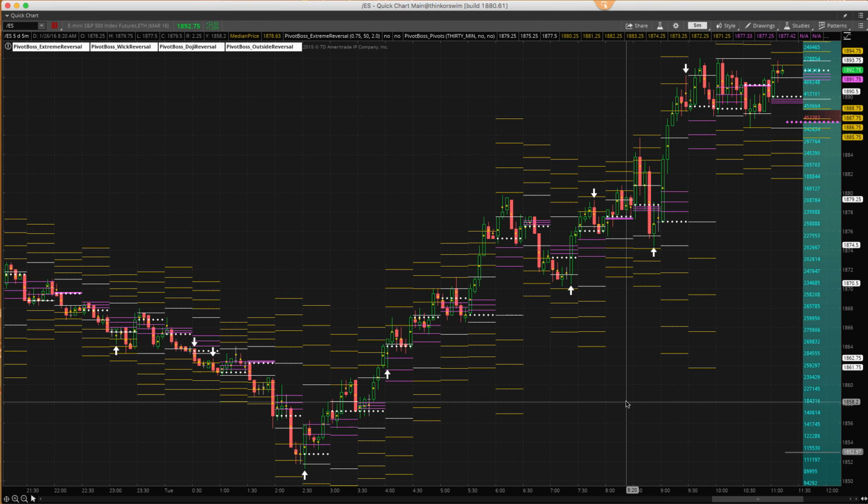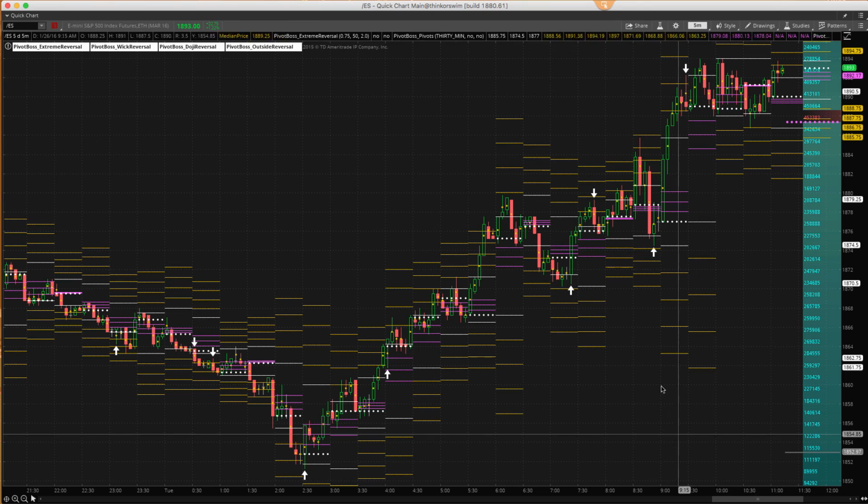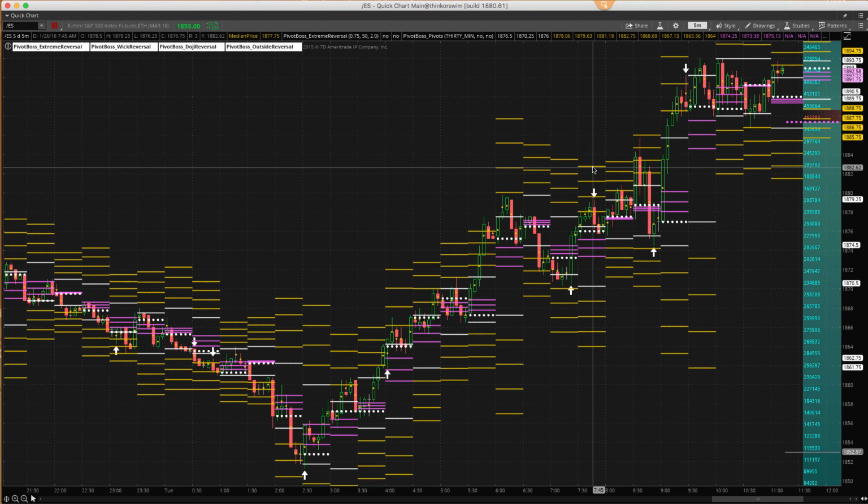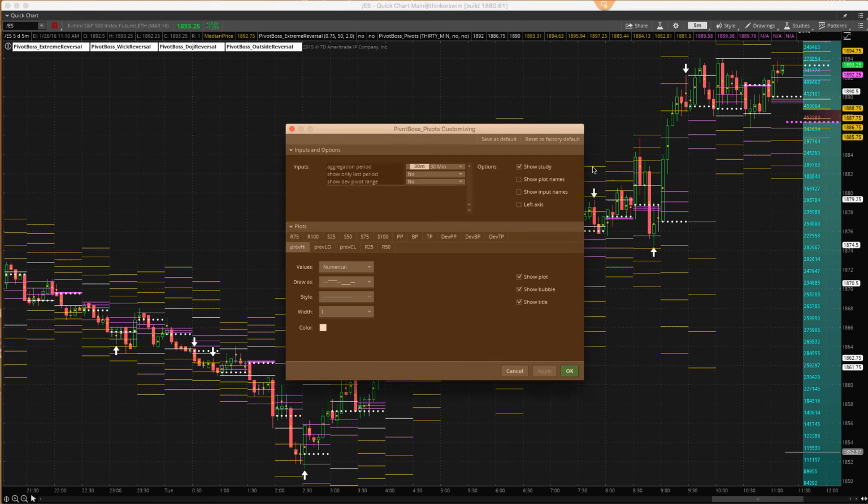I mean, any of these can work and do work. You just have to find a set you like and use them. For me, weekly, daily, monthly are the cream of the crop, but you also have 4-hour pivots and hourly pivots that do phenomenally well. So this is just awesome.